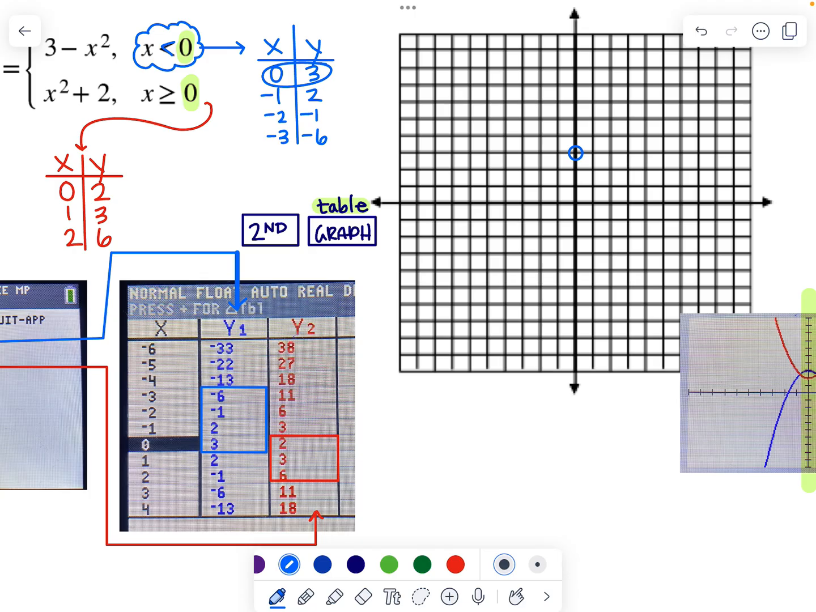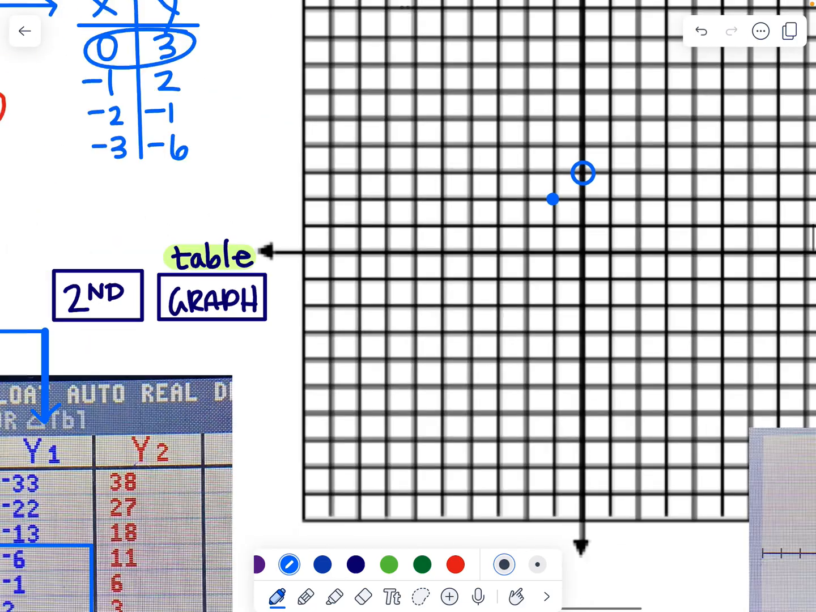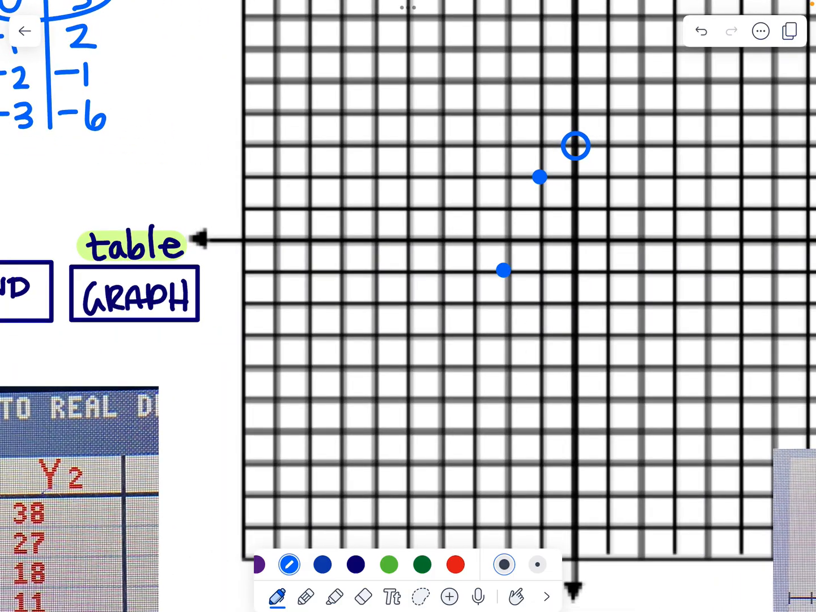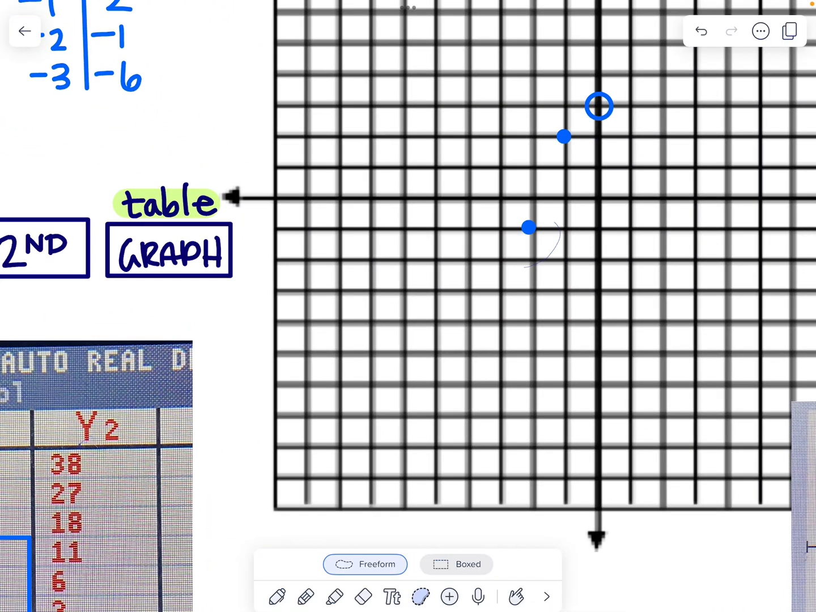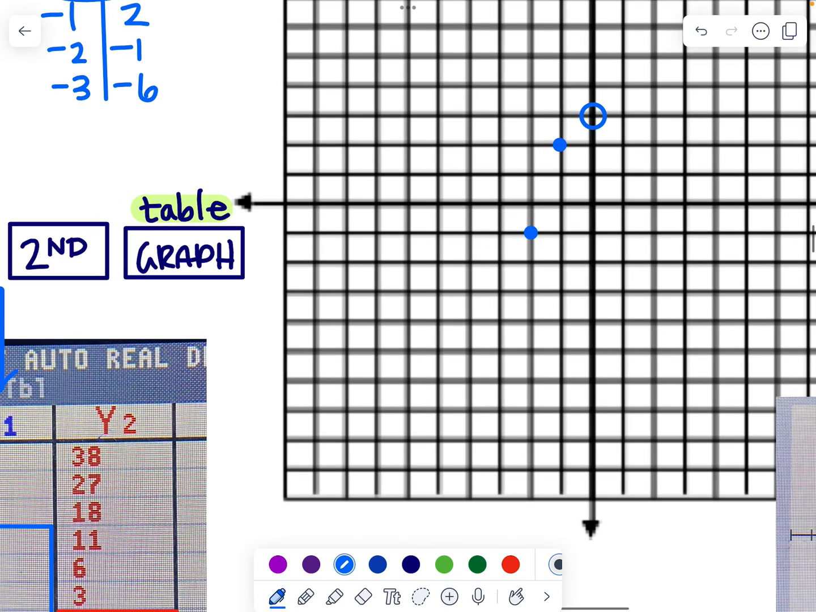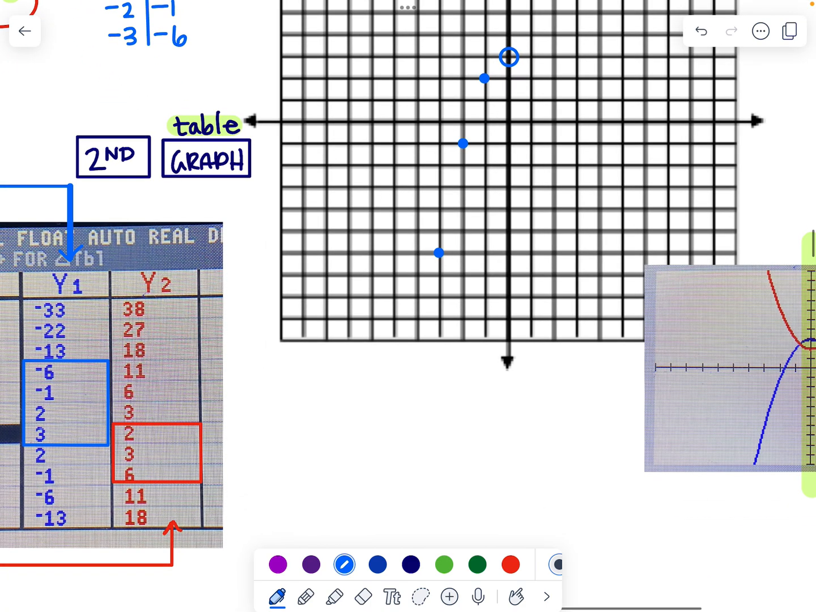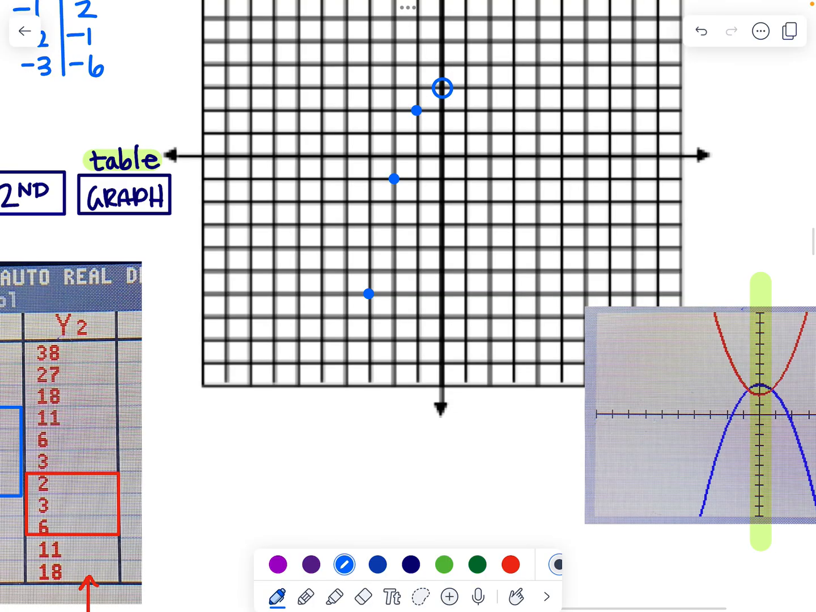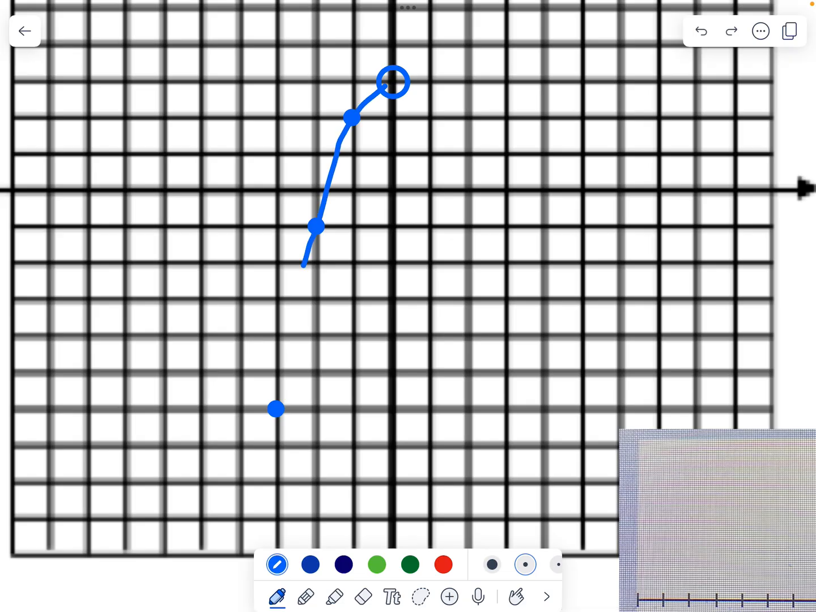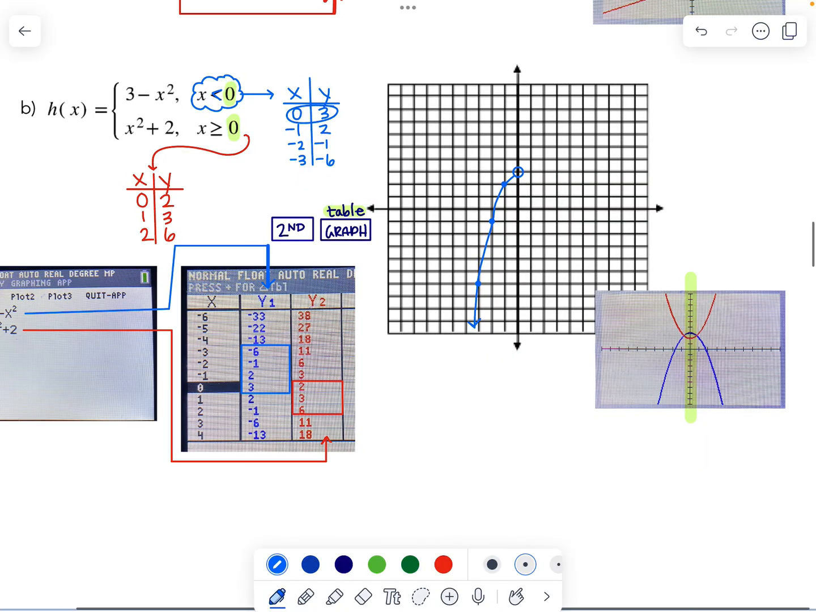And then I'm going to plot those going to the left. So we have -1, 2. We have -2, -1. And let me scooch that over just a little bit. -3, -6. And since it is a curve, I'm going to do the best of my ability to make this look like a nice little curve. I promise you they don't get too picky on this as long as it appears you're trying to actually hit your points. Oops, let me try that one more time. And there is the graph of 3 minus x squared for a domain at 0 and less, so x less than 0.